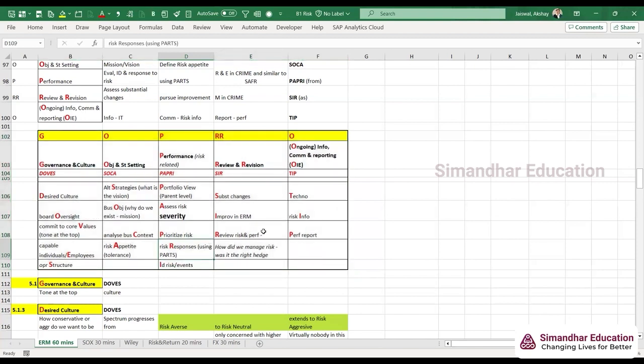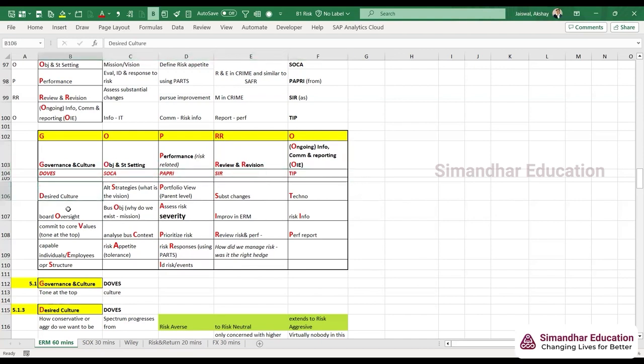Okay. So let's see what all things are there. Governance and culture, objective and strategy setting, performance, risk related performance, review and revision, and lastly, ongoing information communication. So what all things are there, we'll read on.